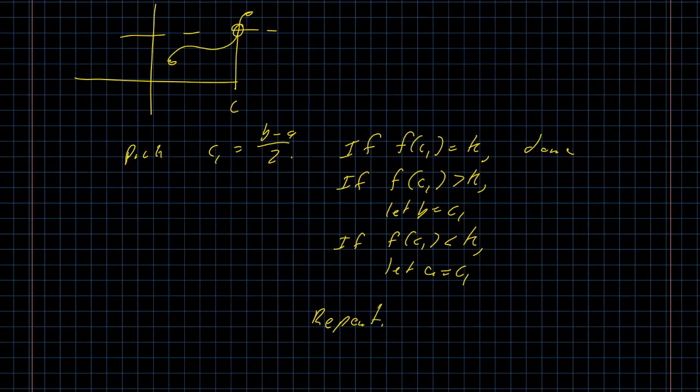We'll use this process. If f of c1 is equal to k, we're done. If f of c1 is greater than k, we're going to make c1 the new value of b. If f of c1 is less than k, we're going to make c1 the new value of a. And then we're going to do the whole thing again. We'll find c2, c3, and we'll keep going until we get to what we looked for.